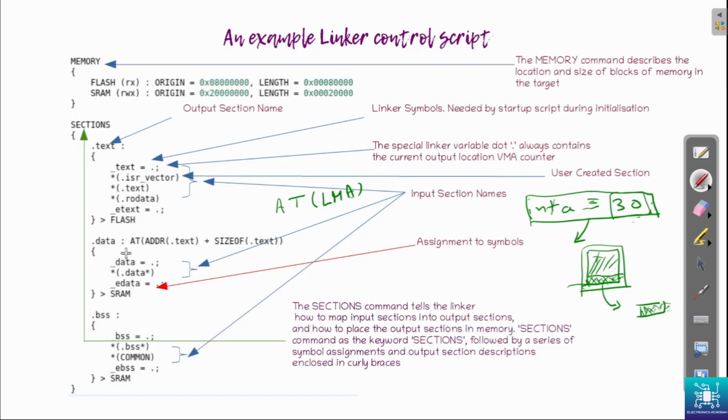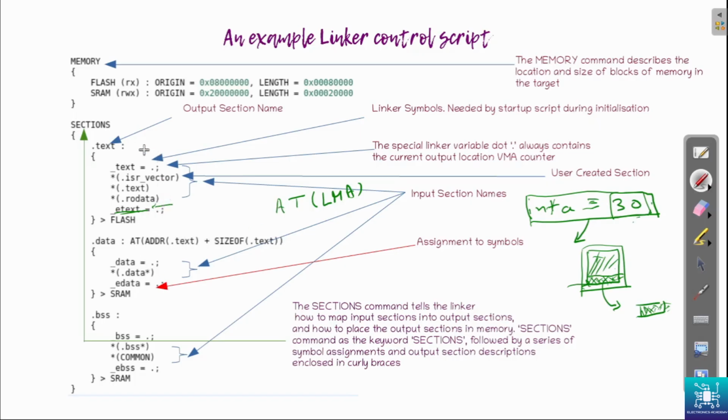So when you do AT, as you can see, what we are doing is AT address of .text. We are not using a variable, we are using this section name. So it is at address of .text plus size of .text. This value is actually _etext, but we are doing it in a different way. This value is the value that comes just after this memory region, and we are setting the LMA here.